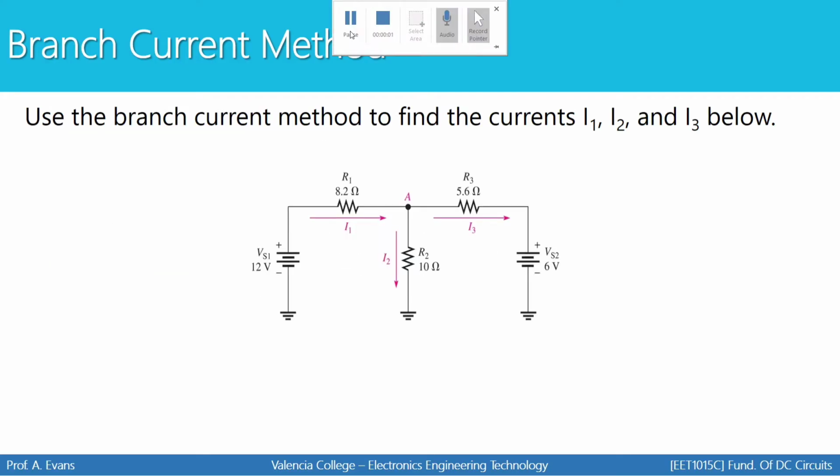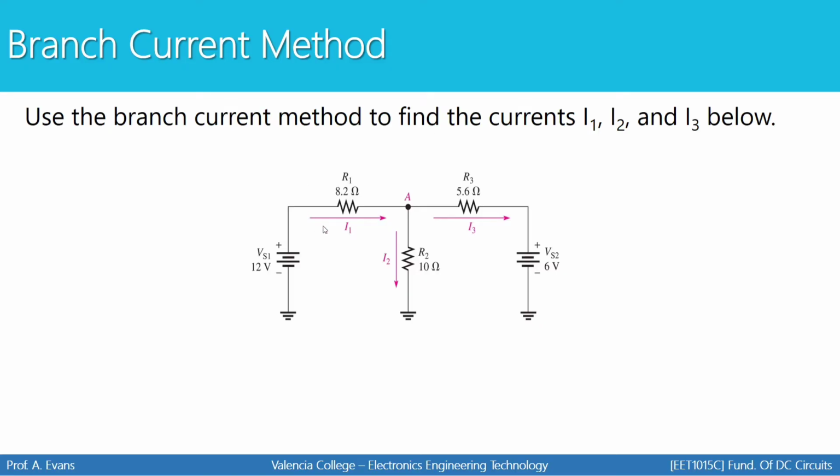In the next example, we're again going to use the branch current method to find the currents I1, I2, and I3 below. You'll notice that this circuit looks very similar to the one we just did, with different voltage and resistor values. We're just going to repeat the process of applying the branch current method to this circuit as well, so that you can gain familiarity with the steps.